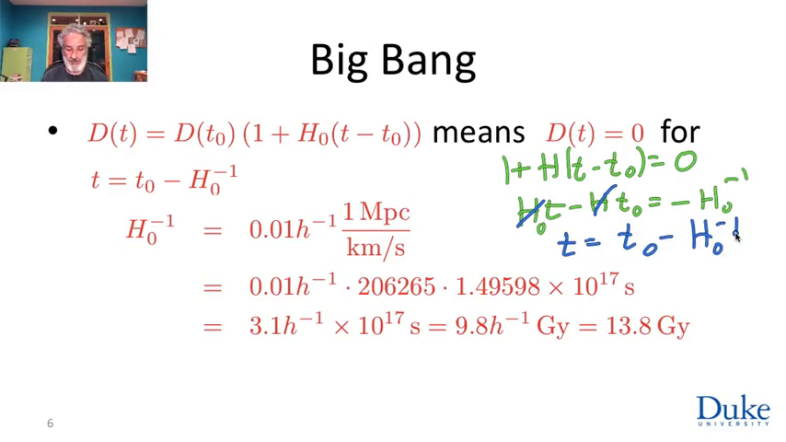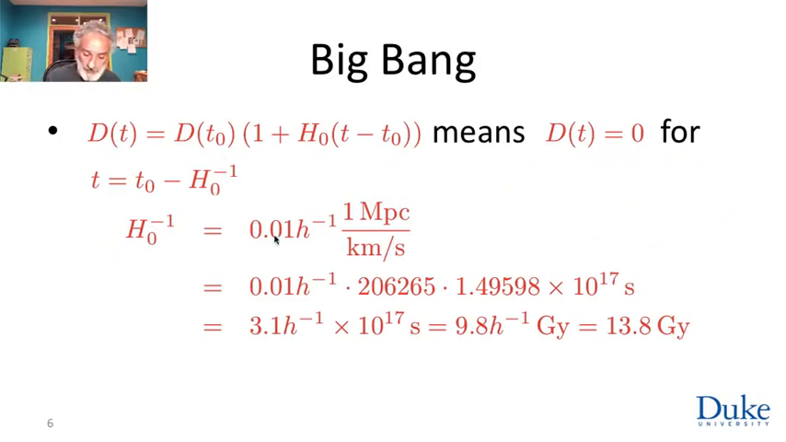Wait, so H0 inverse is a time? I thought H was something in kilometers per second per megaparsec. Well, once you remember that a megaparsec and a kilometer are both distance units, you realize you can convert one to the other, and indeed, kilometer per second per megaparsec is 1 over seconds times some small number. The units of H0 inverse are indeed the units of time. So what is this time? This is the so-called Hubble time. It's very important. If you imagine that this equation governs the universe, this is the time into the past at which everything was on top of everything else.